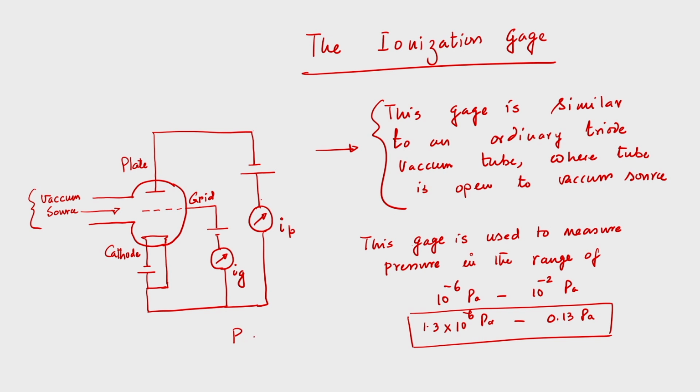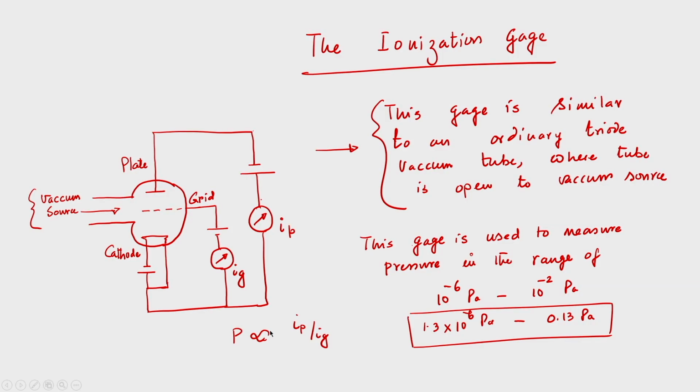Now, as I said, the pressure which will be measured is proportional to the plate current by the grid current. Now, this proportionality constant is very important. If we do not know this proportionality constant, we will come up with wrong results, but this proportionality constant is obtained from the empirical relationship.